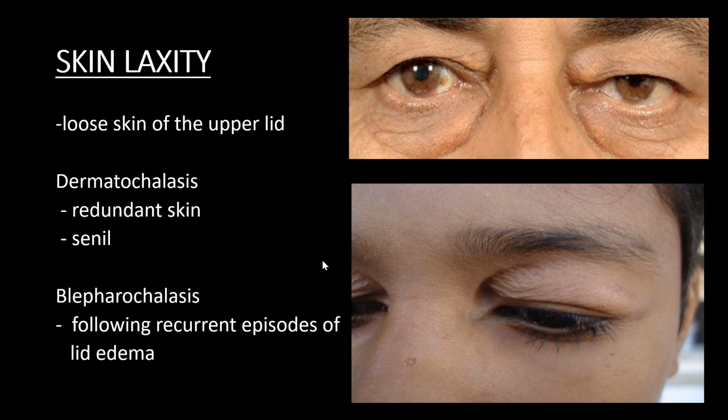But sometimes the skin becomes redundant because of recurrent episodes of lid edema. There's lid edema, then resolution, then again edema, then resolution. When the redundancy is because of recurrent edema, that is called blepharochalasis. On top you can see an image of a senile patient whose upper eyelid is redundant, that is dermatochalasis. In the lower one, you can see a relatively young patient, and the patient will give you a history of recurrent edema, and then you'll be able to tell that, okay, this is blepharochalasis.